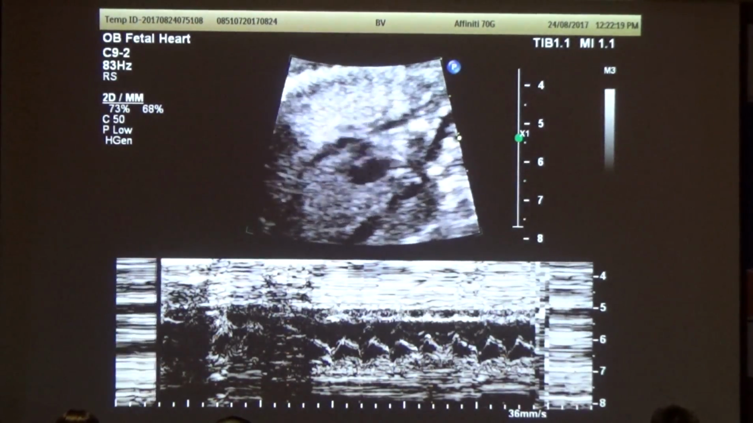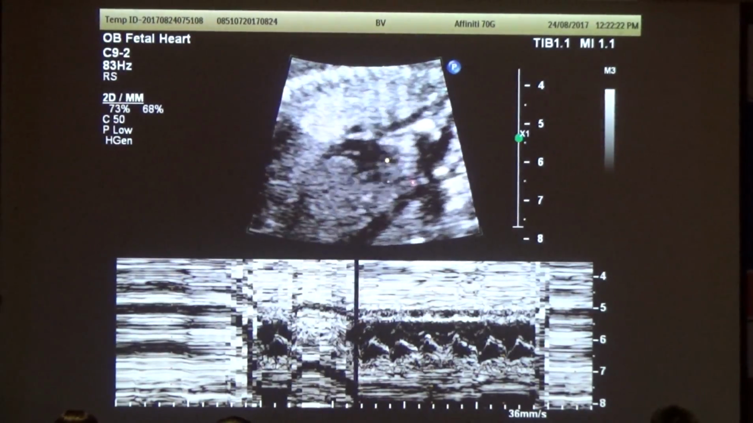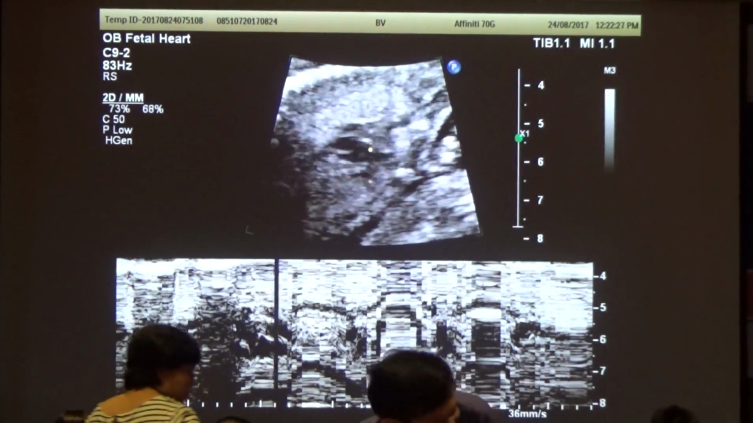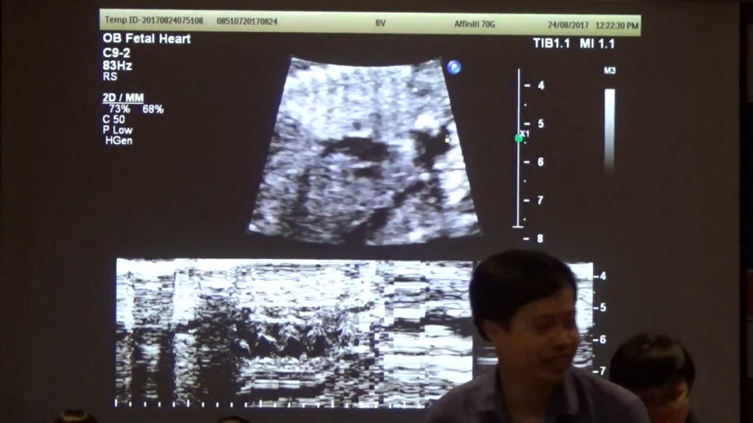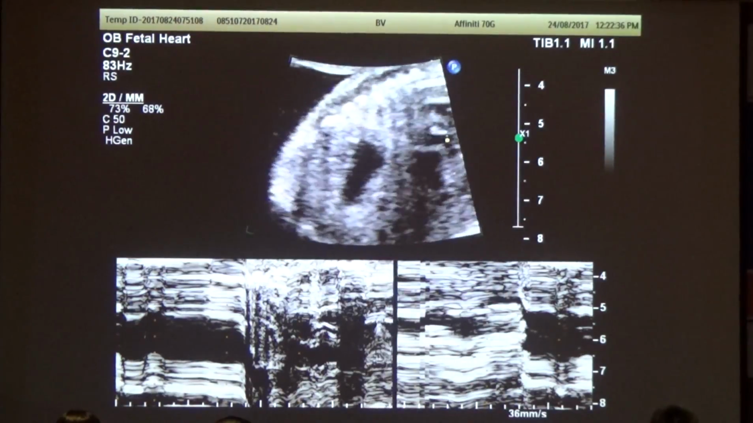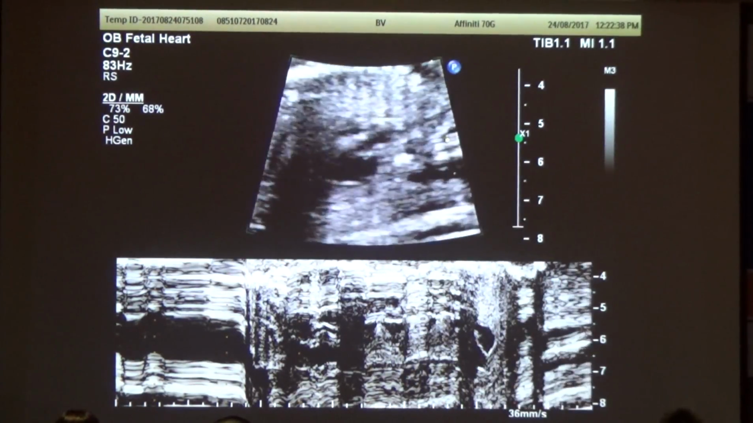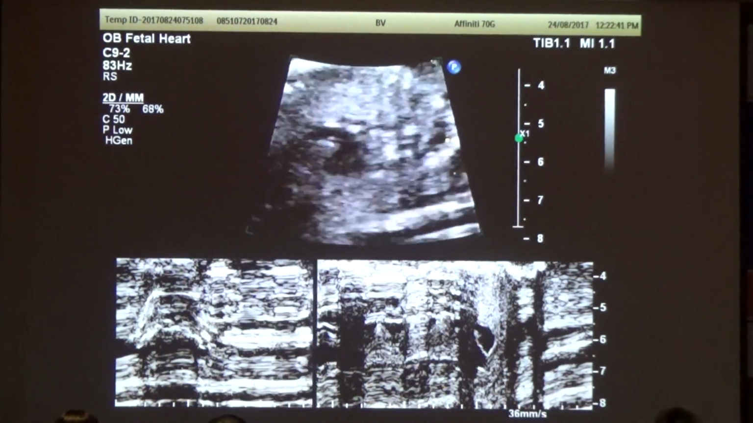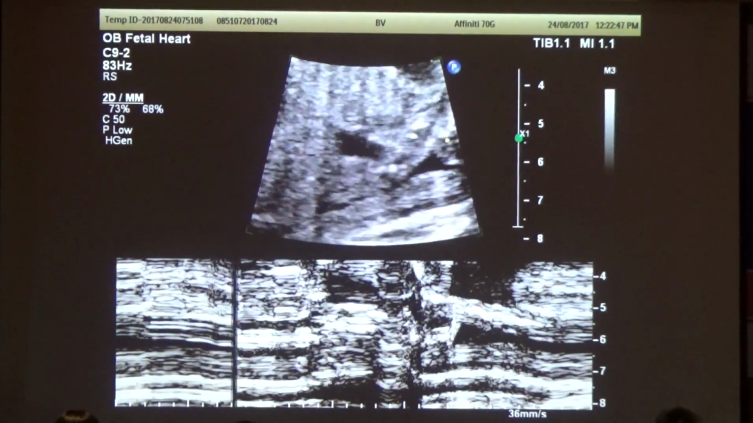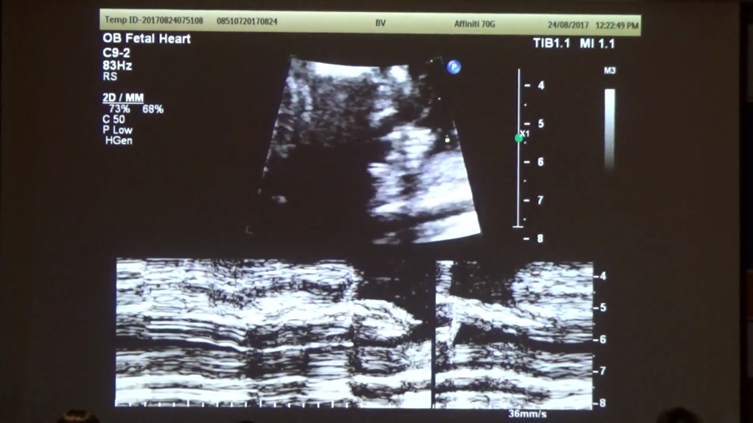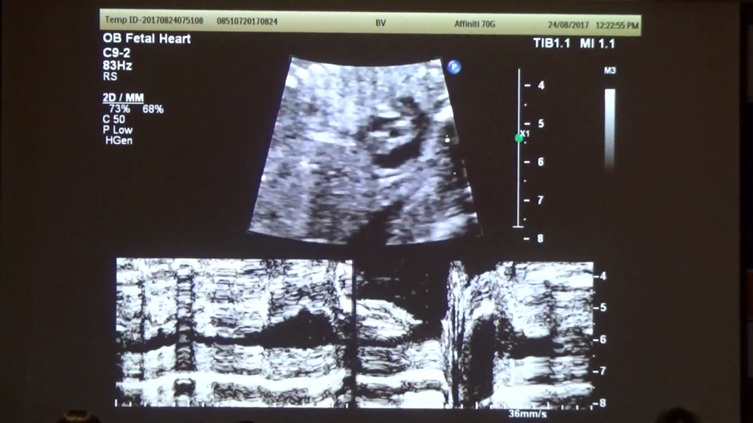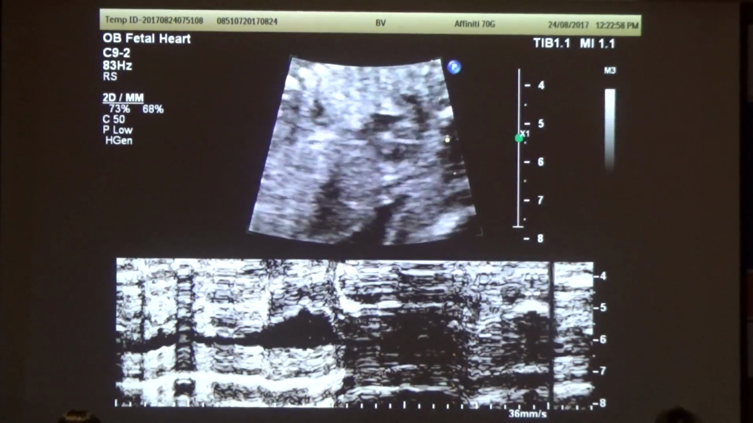There's SVC and IVC coming into, there's the right atrial appendage there. Okay, SVC, IVC, the superior vena cava and the inferior vena cava. Excuse me. There's the central aorta, there's the valve, okay?